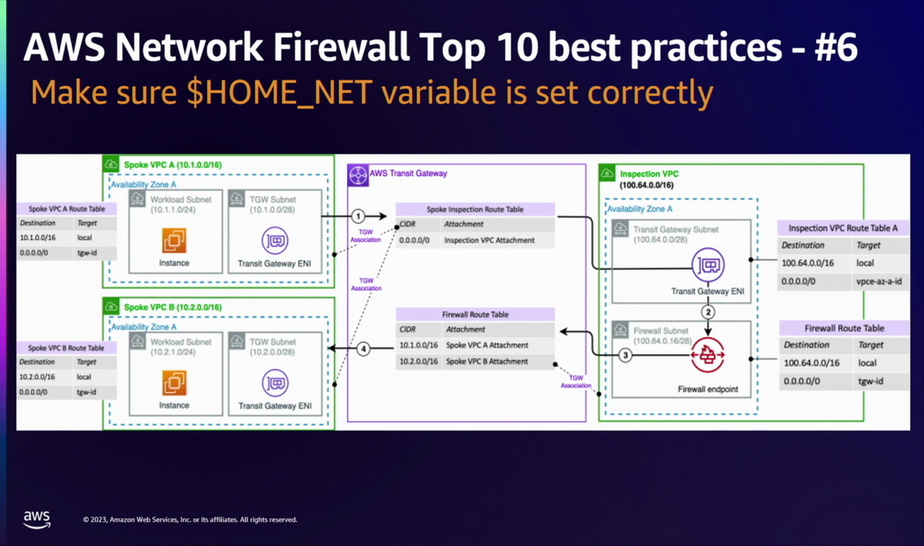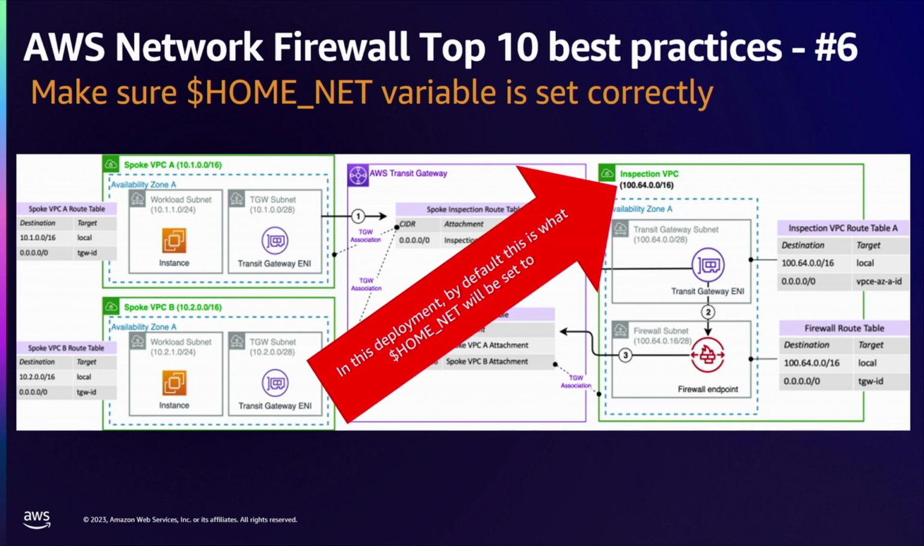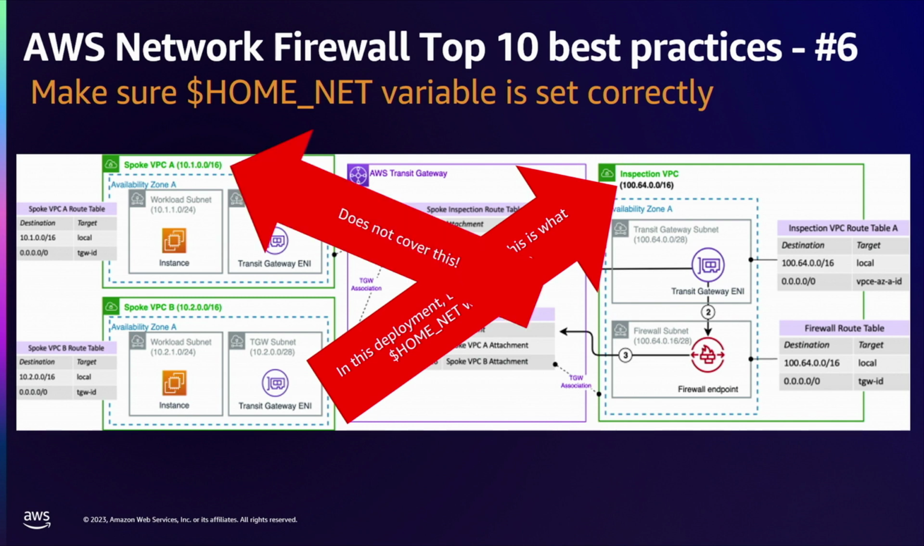Number 6 best practice is to ensure that you have correctly defined your HomeNet variable. When you first deploy Network Firewall, it is going to define this variable for you as the CIDR range of the VPC where Network Firewall is deployed. So in this architecture, it would be this inspection VPC CIDR range. Now you'll notice in this architecture, that CIDR range is different from the CIDR ranges of the other VPCs that I might want to actually protect with the firewall.